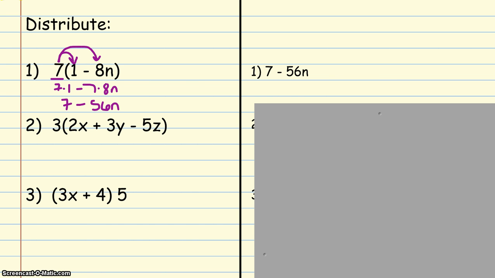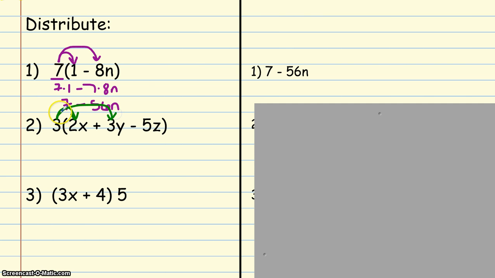Moving on to number 2. Number 2, we have 3 times the quantity of 2x plus 3y minus 5z. Now most of the time, it'll probably be like number 1, where there's just 2 things in the parentheses. Sometimes there's more than 2 things, like problem number 2. And that's okay. We still need to multiply 3 times everything inside the parentheses.